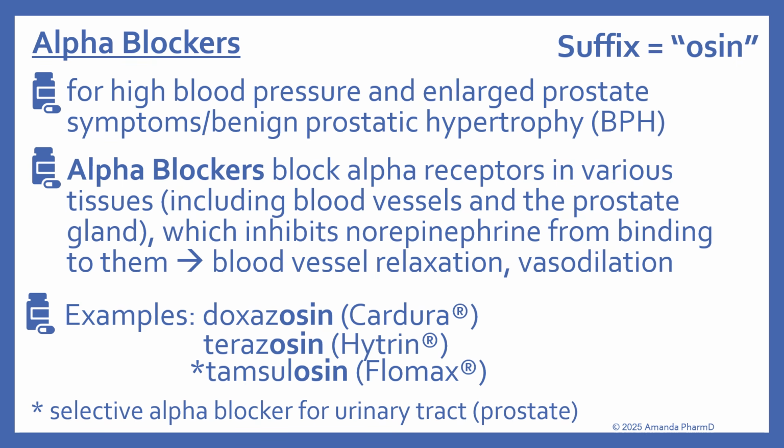Some examples of the alpha blockers are doxazosin, brand name Cardura, terazosin, brand name Hytrin, and tamsulosin, brand name Flomax. I have a note here that tamsulosin, or Flomax, is actually a selective alpha blocker for the urinary tract, for the prostate gland. And these all end in the suffix osin.